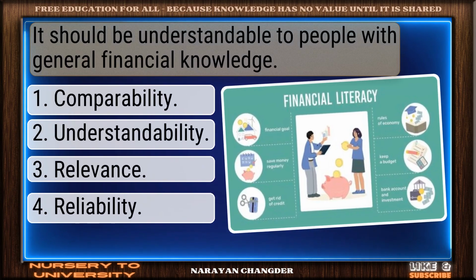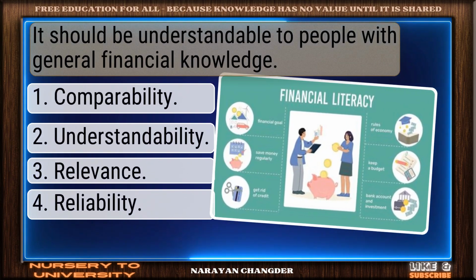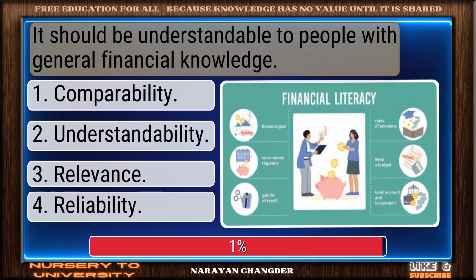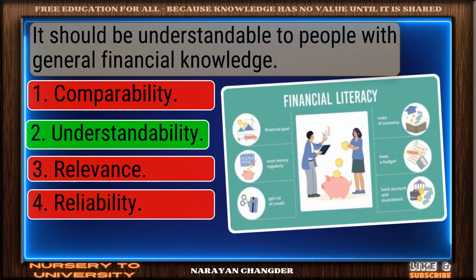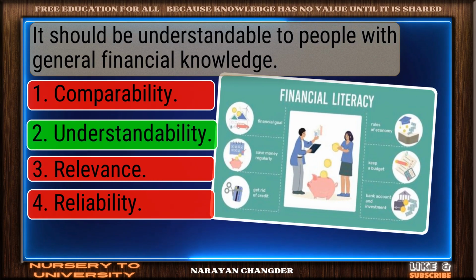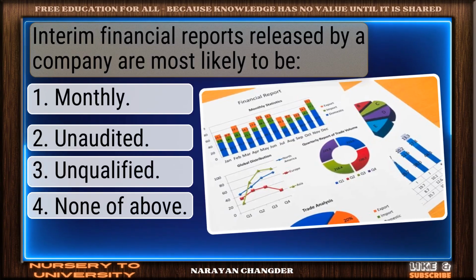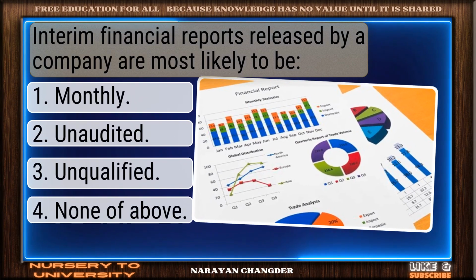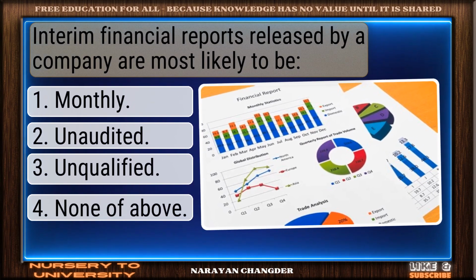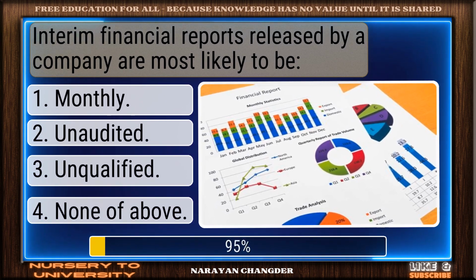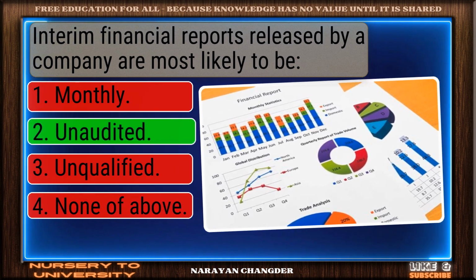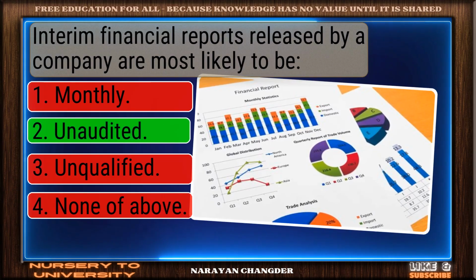It should be understandable to people with general financial knowledge. Nicely done. Understandability is a solid answer. Interim financial reports released by a company are most likely to be excellent choice. Unaudited is the right answer.